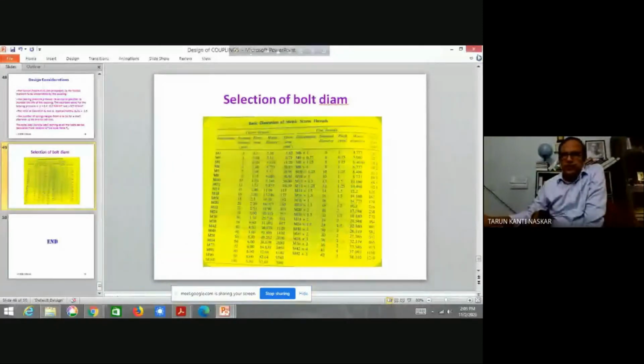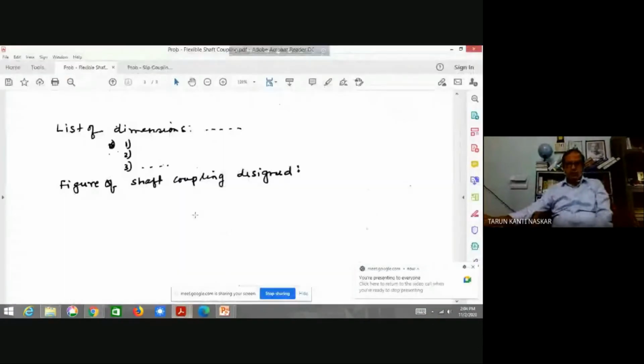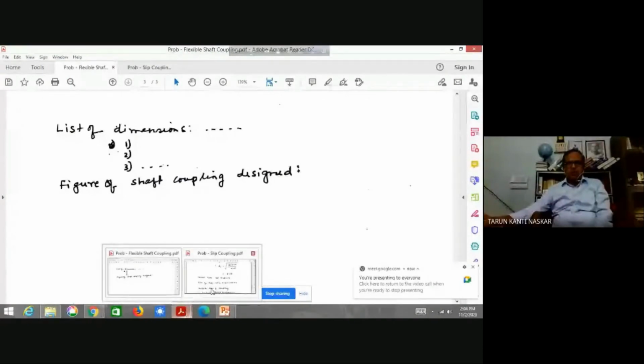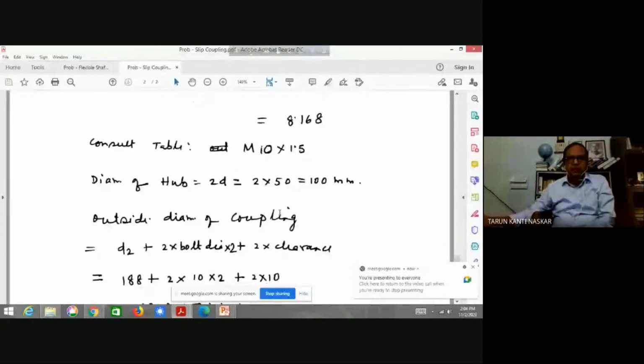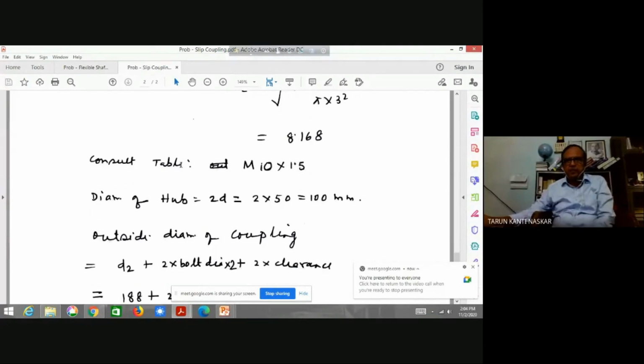So from this we can find out that corresponding to 8.168 it is M10 by 1.5, and you have to write it here, that it is coarse thread. It is not written here, you have to write it as coarse thread.